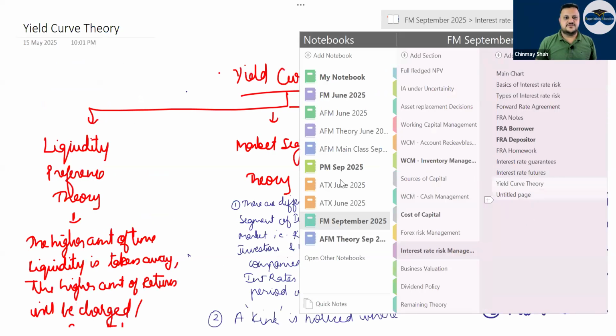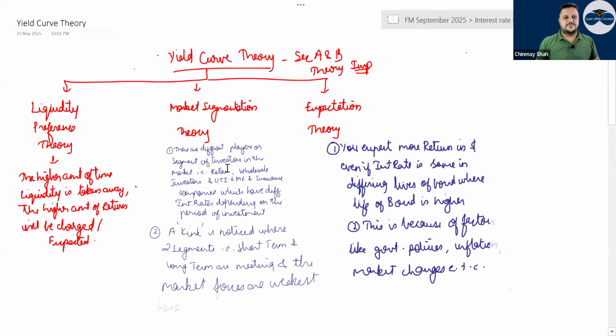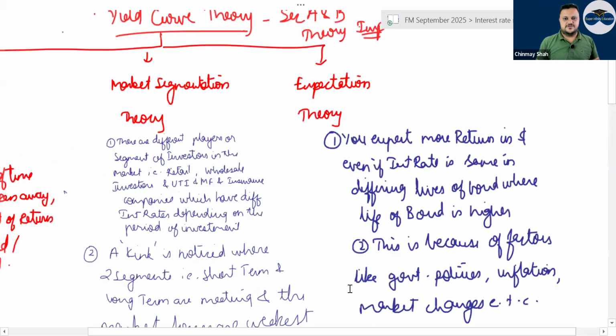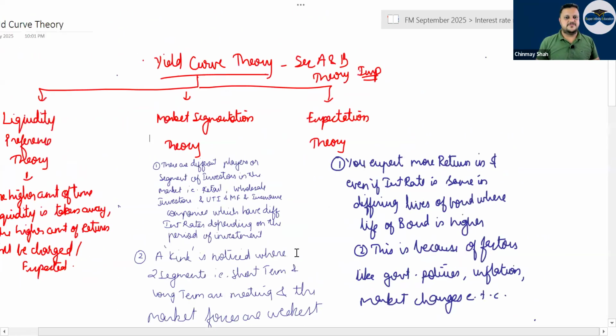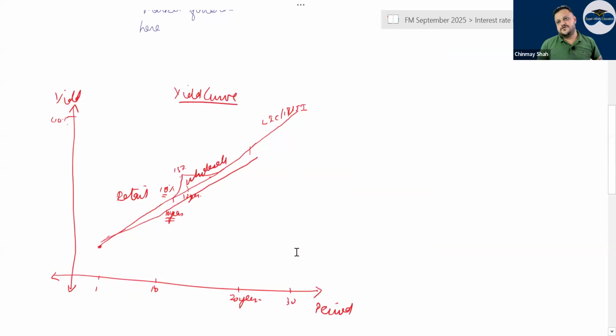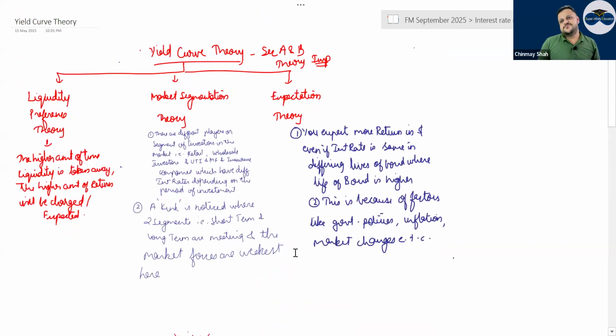Then yield curve theory. Look here. What is the yield curve theory? Yield curve theory says two things. What are the 2 or 3 things that yield curve theory says? Liquidity preference theory. The yield curve is generally upward sloping. Why is it upward sloping? Because of the 3 theories.